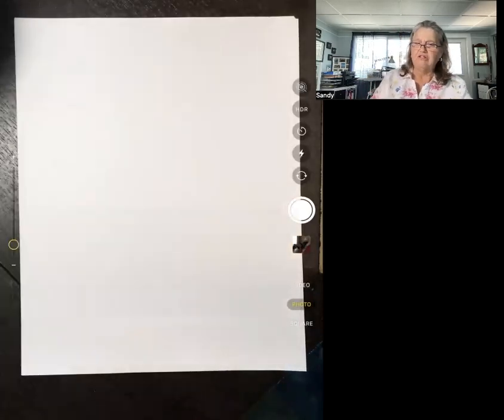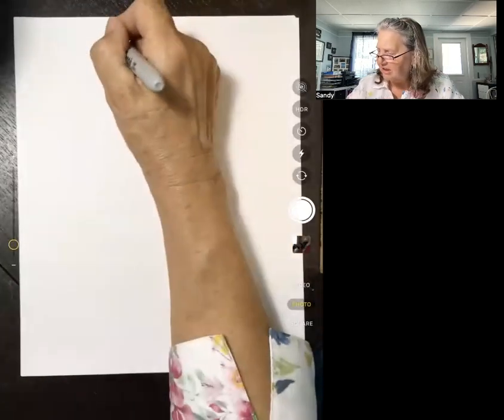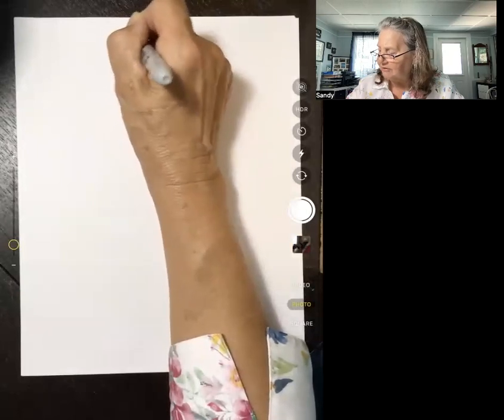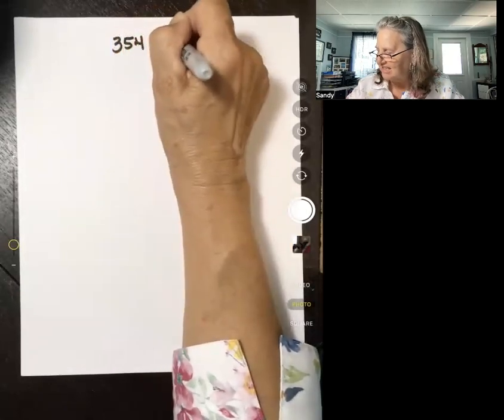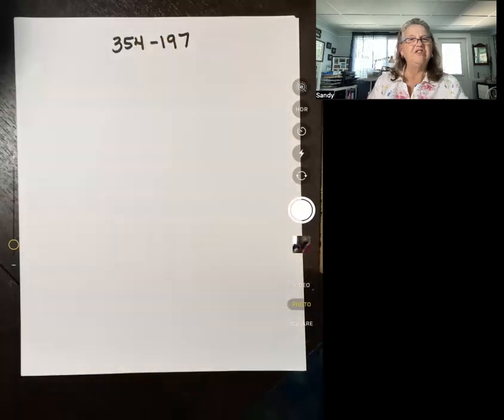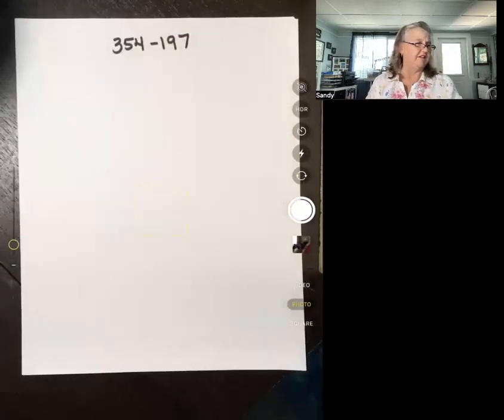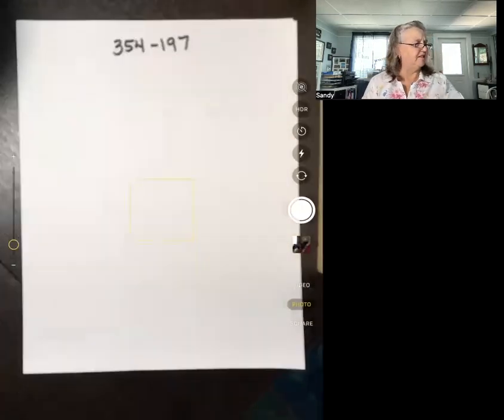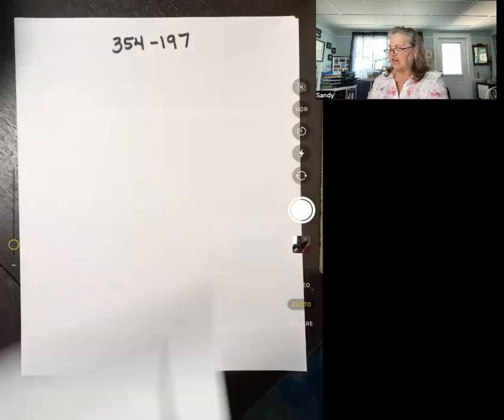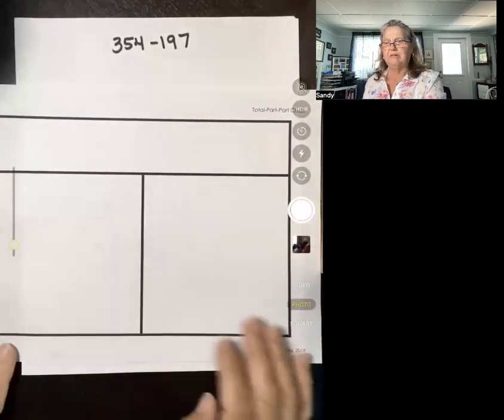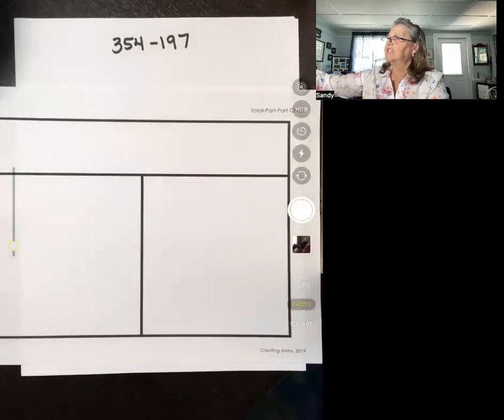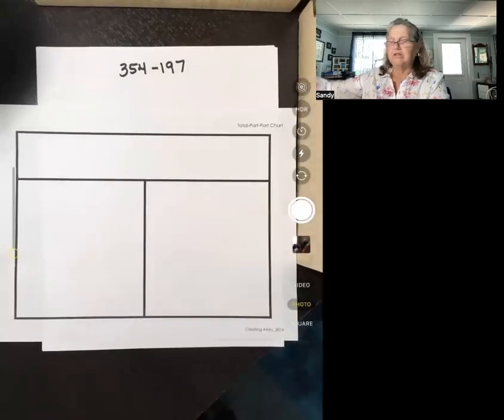I want to show you another version of this. And we're going to look at 354 minus 197. But remember, the other strategy is a counting up strategy. And what you may see is you may see your child using this type of a tool. This is a total part chart.